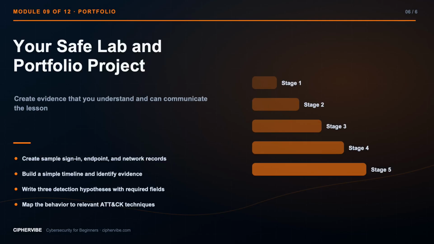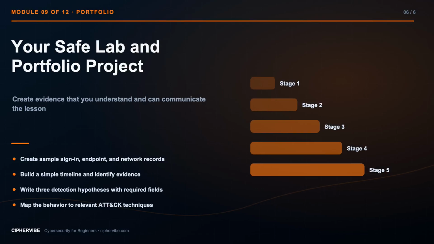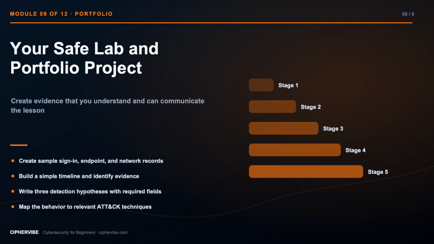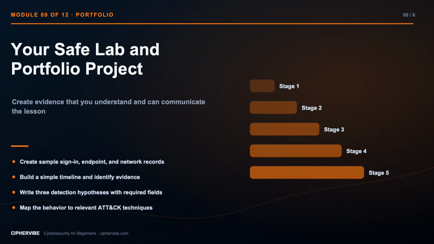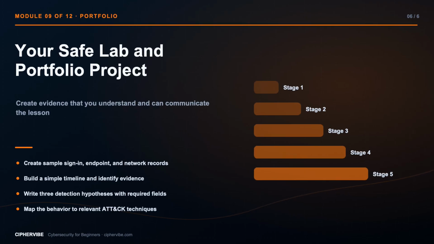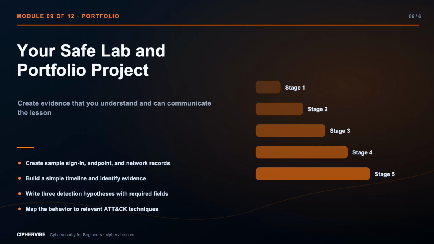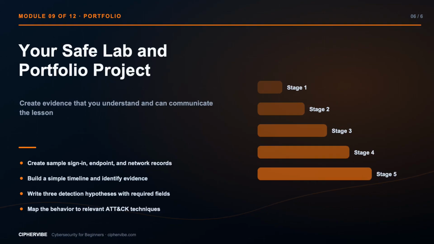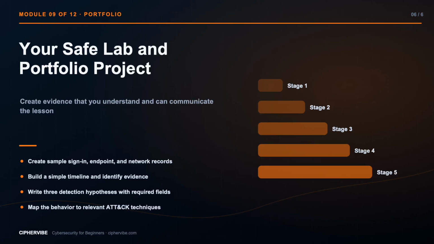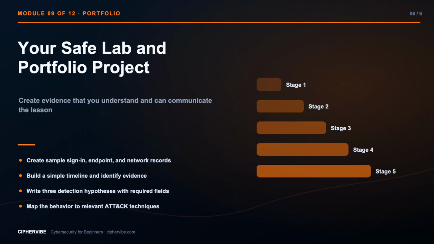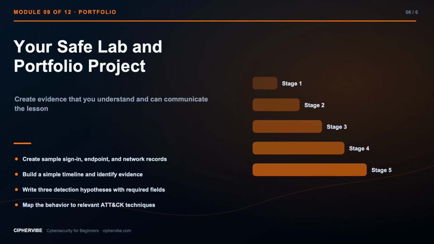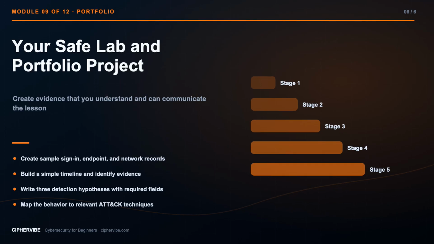Finish the lesson by creating a portfolio artifact rather than merely watching another explanation. First, create sample sign-in, endpoint, and network records for a compromised account scenario. Second, build a simple timeline and identify evidence gaps. Third, write 3 detection hypotheses with required fields and benign explanations. Fourth, map the behavior to relevant ATT&CK techniques without trying to memorize the matrix. Fifth, deliver the hypotheses and a concise analyst triage guide.